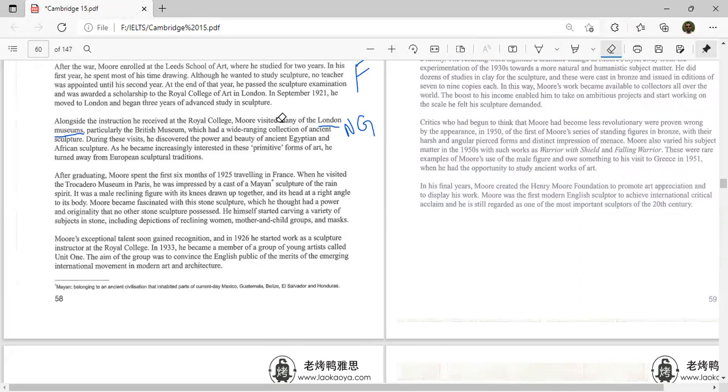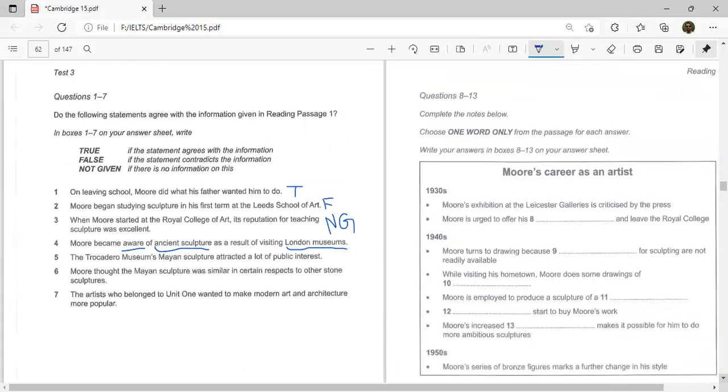I think it is true. Now tell me. Because during the visit, he visited many of the London museums, and here he discovered the power and beauty of ancient Egyptian and African sculpture. The information given in the question was about ancient sculpture. So I think it is true. He discovered, so he became aware of this culture. Yes, sir. It should be true. Next one, please.